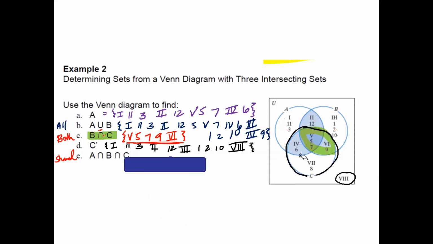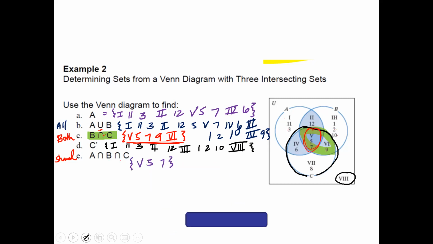Okay, next we're going to look at what is going to be in A intersection B intersection C. Well, that's an easy one because it's what's shared between all three sets, or all three letters. And it will be Roman numeral V, traditional number 5, and number 7.